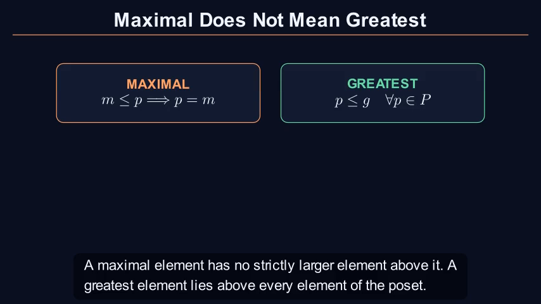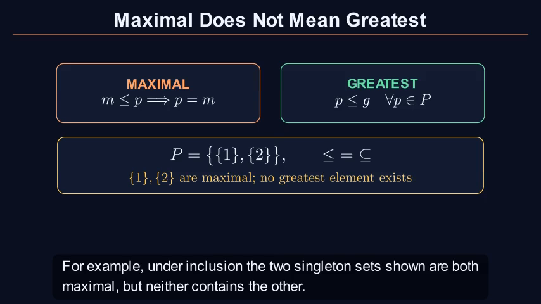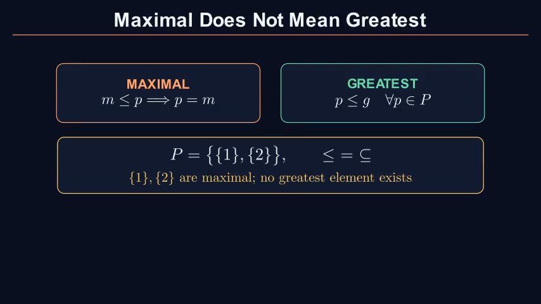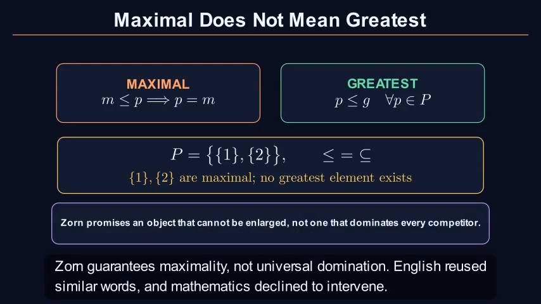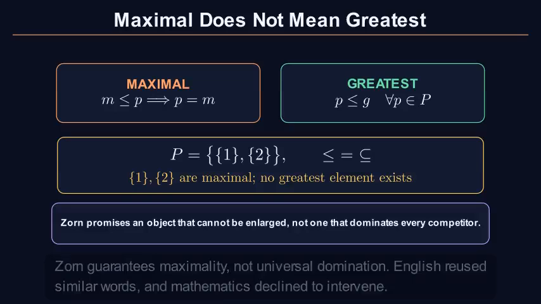A maximal element has no strictly larger element above it. A greatest element lies above every element of the poset. For example, under inclusion the two singleton sets shown are both maximal, but neither contains the other. So the poset has two maximal elements and no greatest element. Zorn guarantees maximality, not universal domination. English reused similar words, and mathematics declined to intervene.